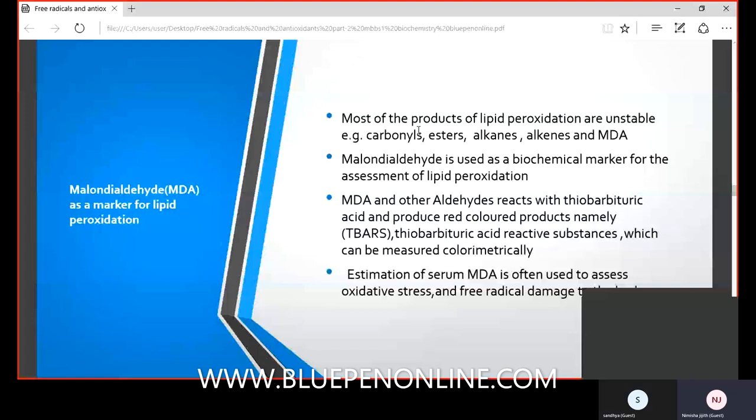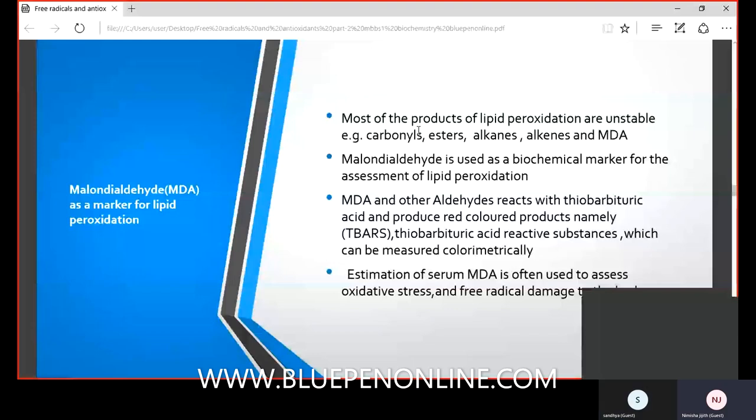So we have to assess how much oxidative stress occurs in our body, or what the amount of free radicals in our body is, or what the results of free radicals are. So we use MDA for assessment. Always remember, it is not malonaldehyde, that is wrong; it is MDA, malondialdehyde. That is used as a biochemical marker for the assessment of lipid peroxidation.